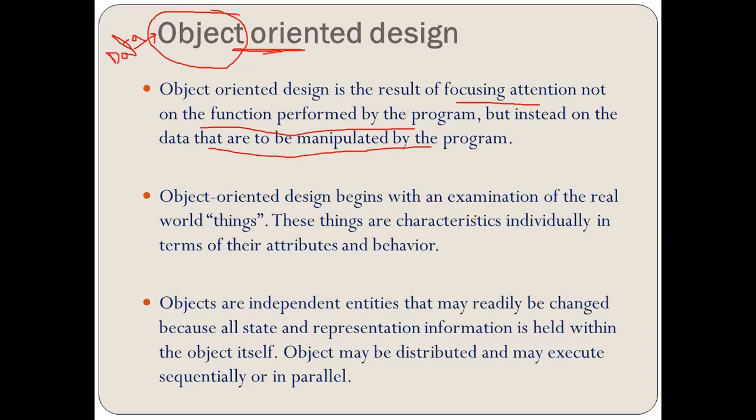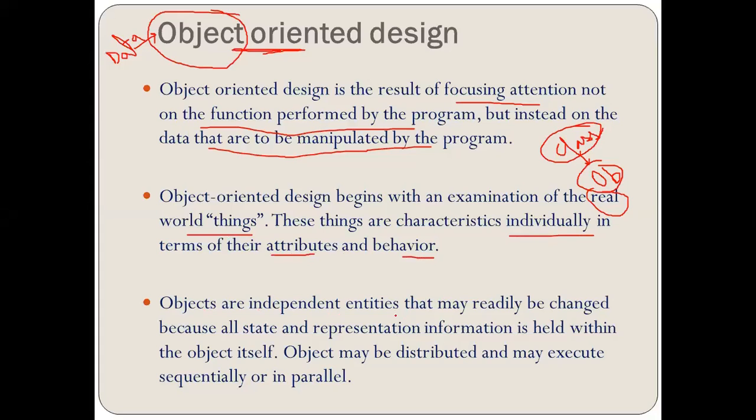Object-oriented design begins with an examination of the real-world thing. What is the real-world thing? That is the object. And when we generalize the objects, we get a class. Or we can say that the object is an instance of a class, or the class is the generalization of objects having the same or common features, attributes, and behavior. These things are characteristics, individually in terms of their attributes and behavior.